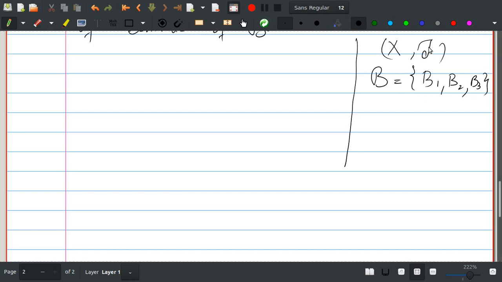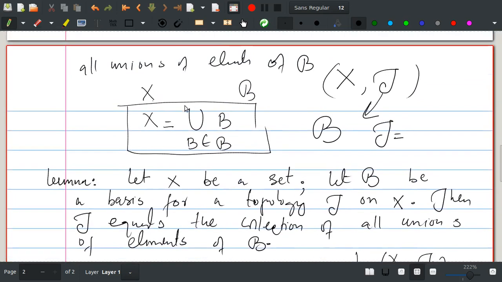And note that this T here, we consider this T to be generated by B. Then we have to prove this T is actually the all unions of elements of B. Now what are the all unions of elements of B? So first of all, it must consist the element of B1 union B2 union B3. First element is the union of all these elements, which in our case is the set X, because note that X is union of all basic elements.